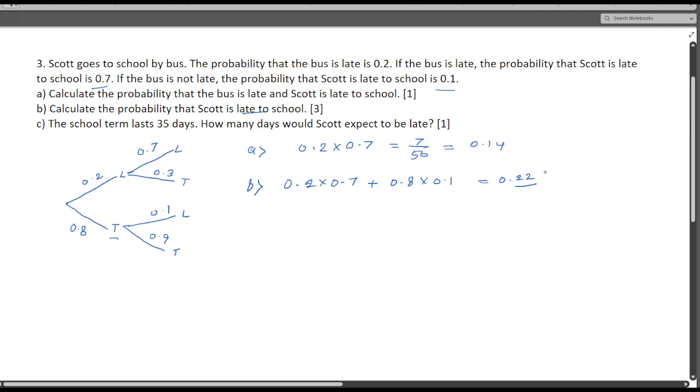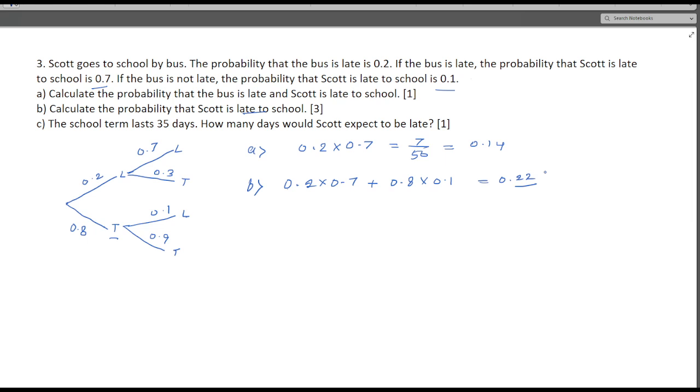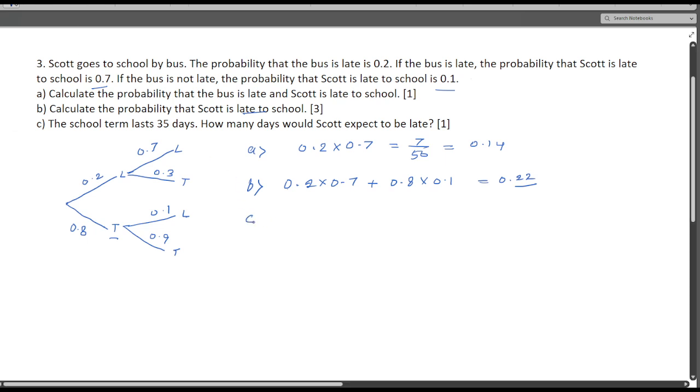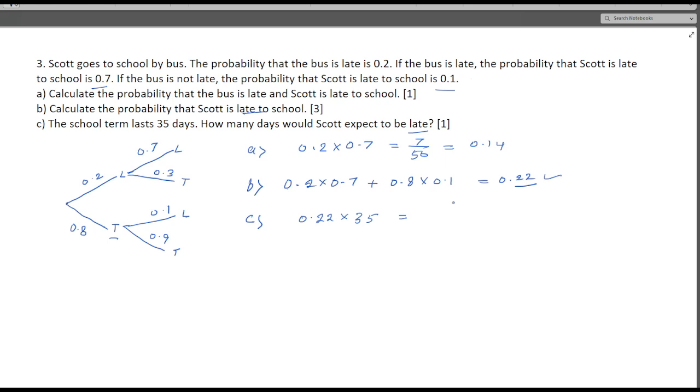Okay, now question C. The school term lasts 35 days. How many days would Scott be expected to be late? Now here we see that the possibility that Scott will be late is 0.22. So if we consider 35 days, we will say 0.22 times 35, because this possibility always gives me the result out of 1. So on one day Scott is late, its possibility is 0.22. So for 35 days, its frequency is going to be 35 into 0.22, which is about 7.7.